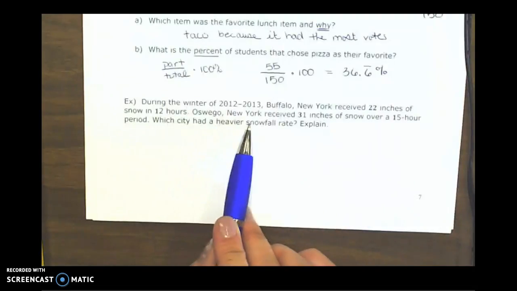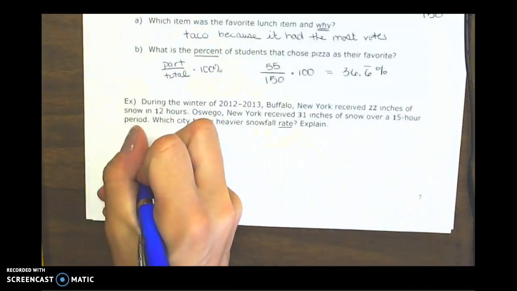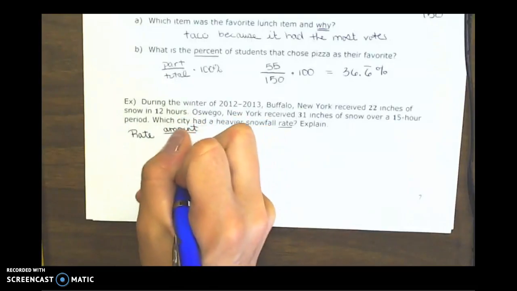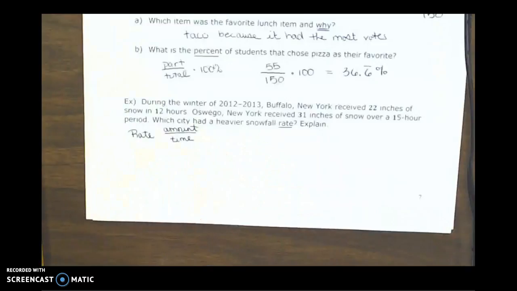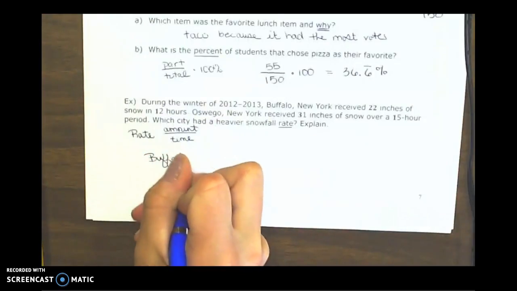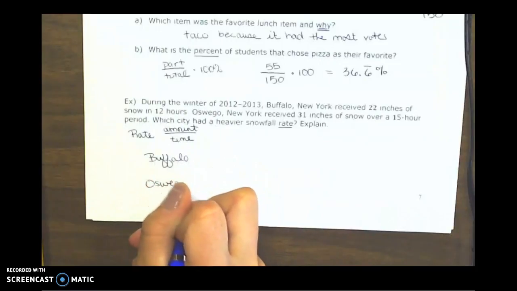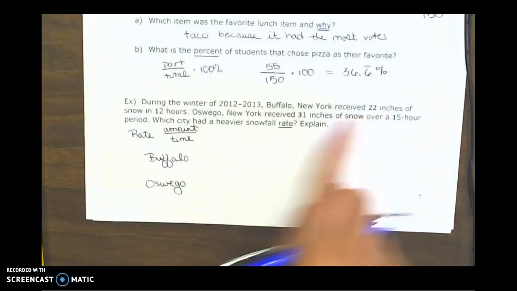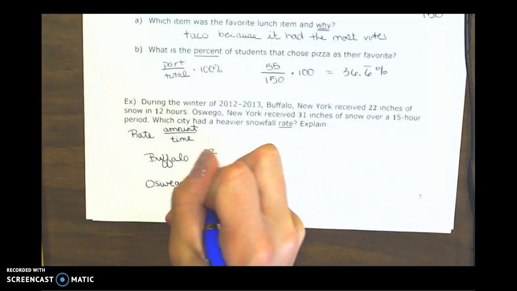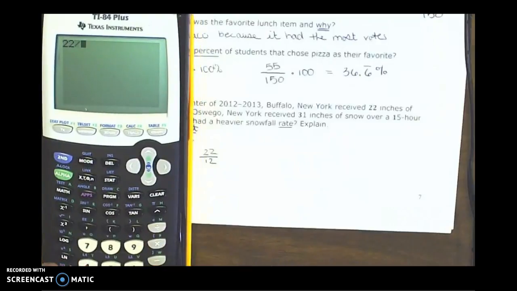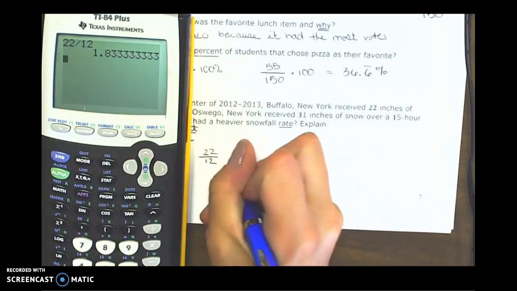So here it says, which city had the heavier snowfall rate? Rate is when you do amount over the time. So let's go ahead and figure out the rates for Buffalo and then the rate for Oswego, and then we'll be able to figure out which one had the heavier snowfall. So here we go, Buffalo and Oswego. Now if we go back to the problem, it says Buffalo received 22 inches in 12 hours. So I'm going to go 22 over 12 hours. And if I take that and plug it in the calculator, 22 divided by 12, it's 1.83 repeating.